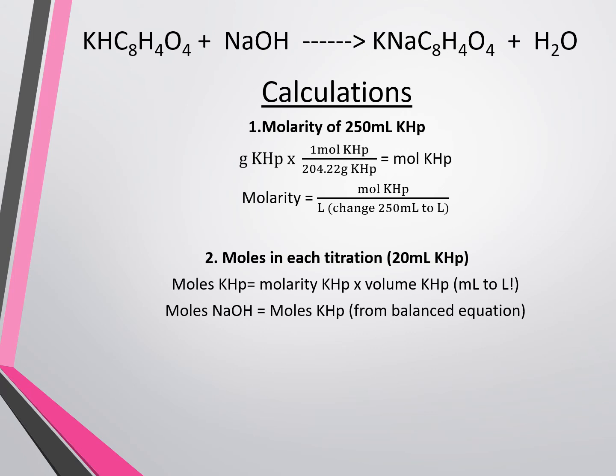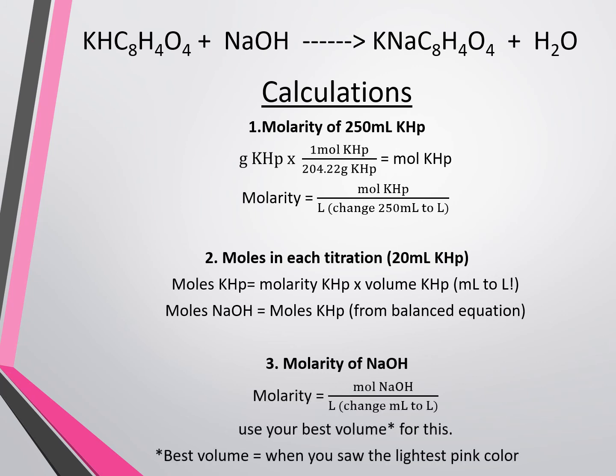Then, from that balanced equation, you can see at the top, the molar ratio between the NaOH and the potassium hydrogen phthalate is a 1-to-1 ratio. So once you figure out the moles of KHP, now you also know the moles of NaOH because they're the same. So finally, once we know the moles of NaOH, we can figure out the molarity of our NaOH solution by dividing those moles by the volume that it takes to titrate the KHP.